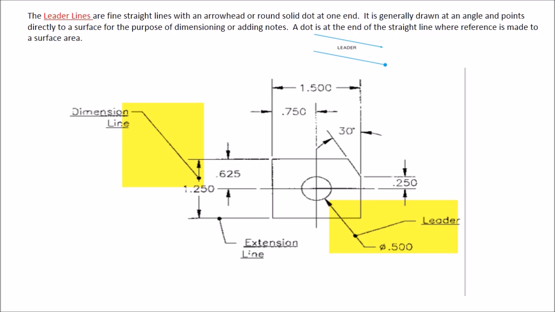Take a few minutes and look at this leader line. Notice that it's pointing, showing a dimension, and it's also pointing, showing you the circle and the dimension of the circle, which is a 1/2 inch in diameter.